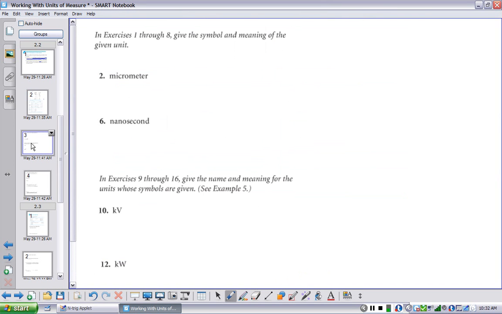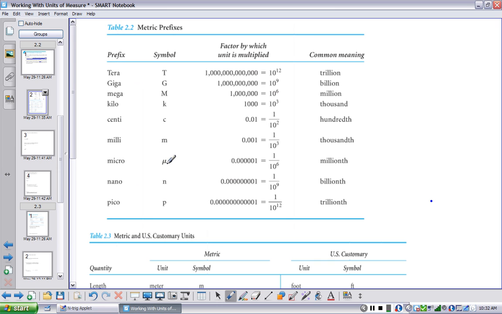So what we're going to do now, in the following 2 exercises, is give the symbol and meaning of the given unit. And what we have is a micrometer. So if we go back to our table here, micro, and this is a Greek letter, mu. That's the Greek lowercase letter mu.